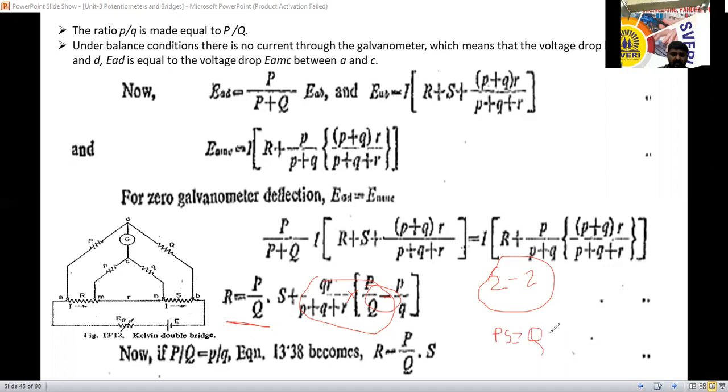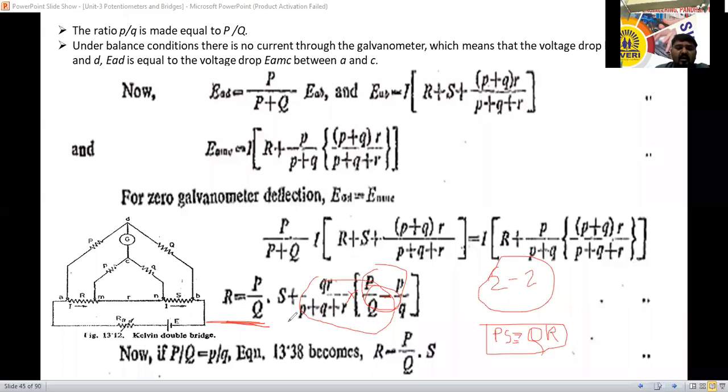You can compare with the Wheatstone bridge circuit. This one only we have identified. The same value we have got over there also: PS equal to QR only. This is the equation for the balanced condition, where our ratios are making the term zero.